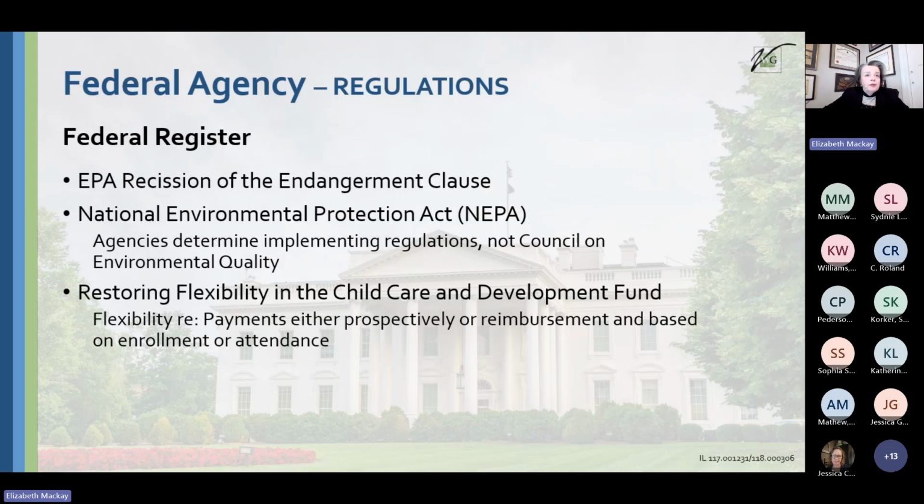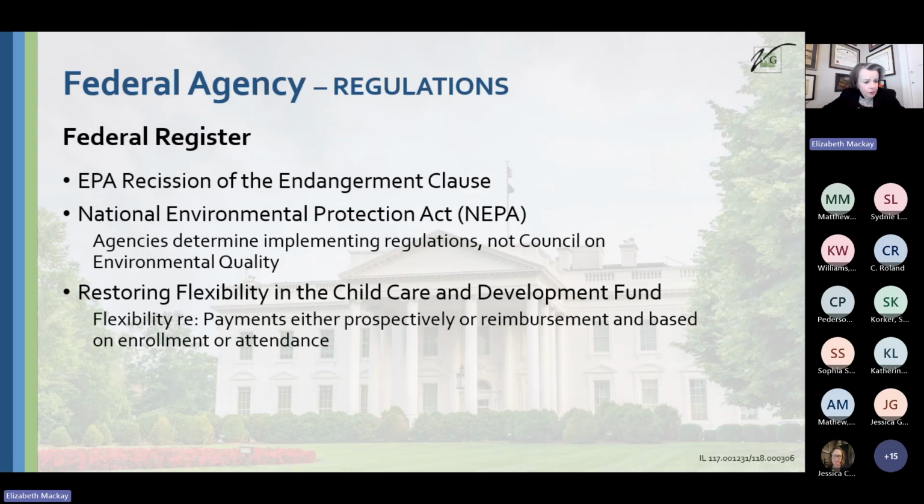An example would be, you're building a building, but you have already knocked down a building and you're putting the new building in that existing footprint. That would probably be a categorical exclusion. And the Council on Environmental Quality, which is part of the executive branch, established the national rules for implementation of NEPA that each federal agency had to follow.